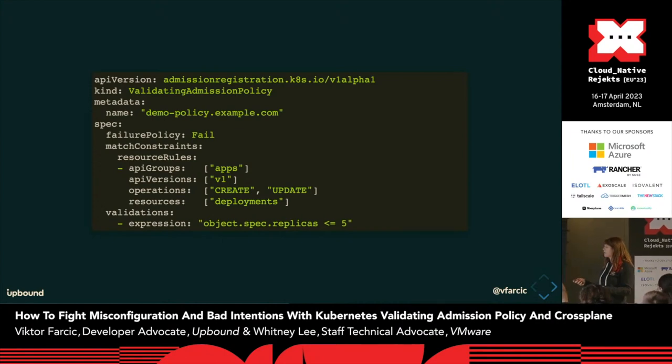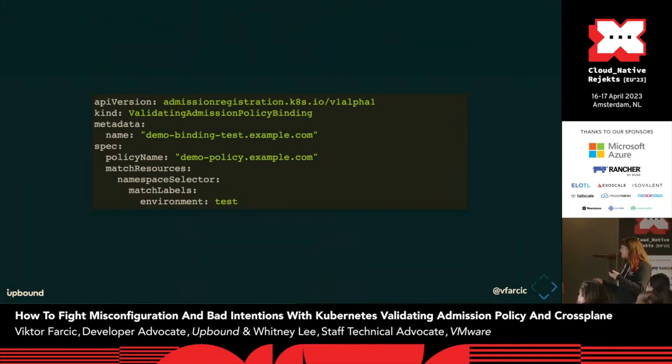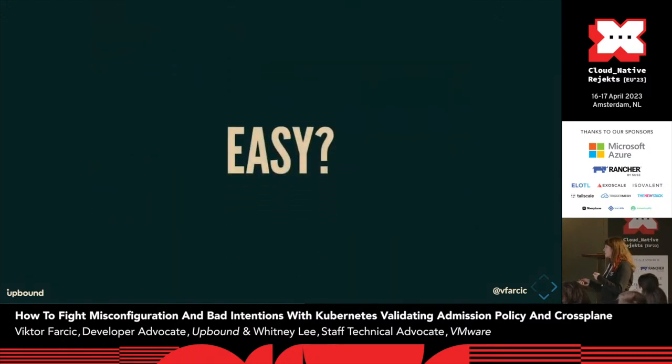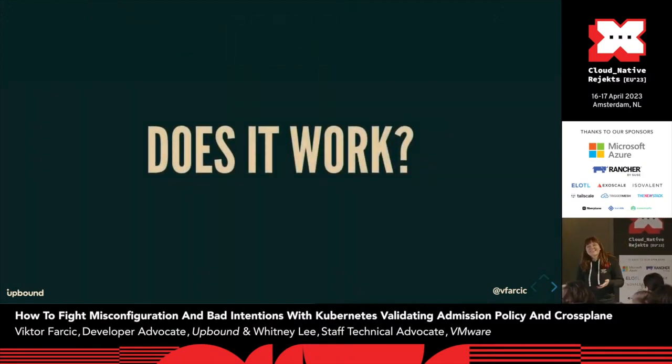Probably not. So what needs to happen with a validating admission policy is it also needs to have a binding. This is a validating admission policy binding, which says if the label environment is set to test, then we want to use that policy that we just defined. So easy? Well, we'll say it's straightforward at least, right? Does it work? Eh.